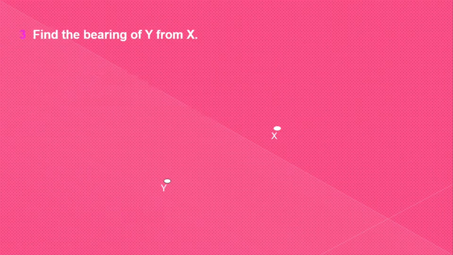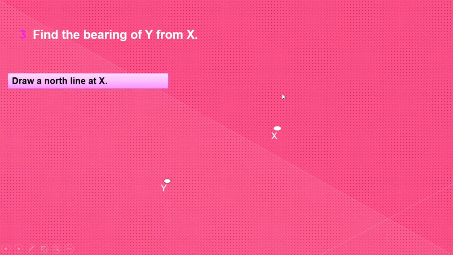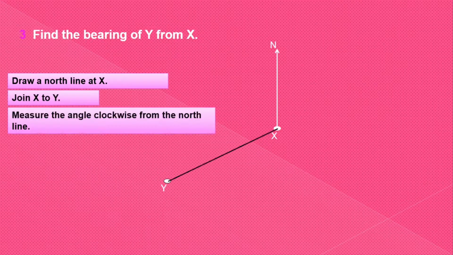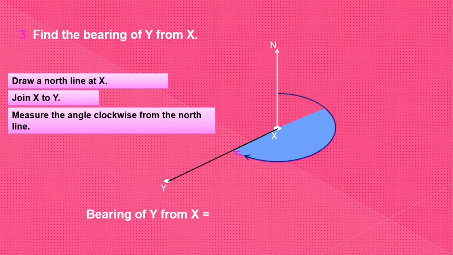Find the bearing of Y from X. Now from X, we draw the north line at X, and then join X to Y. There are two ways of doing this, children. Join X to Y and then measure the angle clockwise starting from north. Now this is the reflex angle, which is actually difficult to measure.